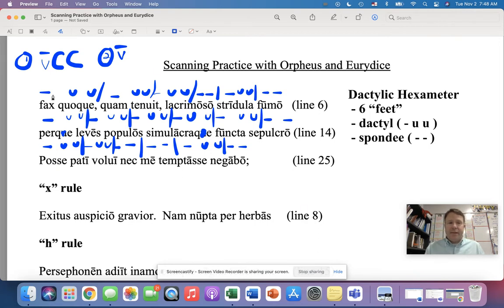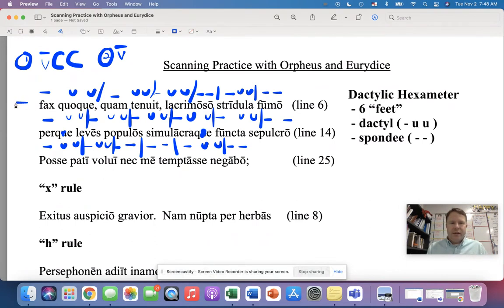Remember that the exception to the rule has to do with that QU, okay? So we had perque, but that's only two syllables. So we just mark one, two, and I'm just going to scratch out those U's so that I'm not worried about that, okay?